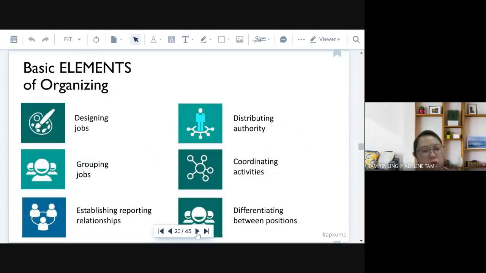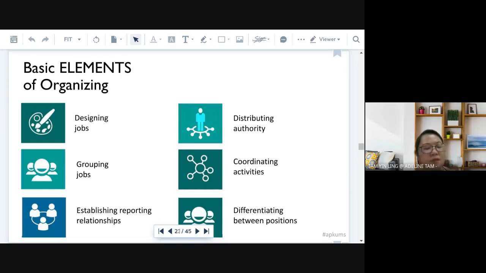In organizing, we have many small things that we need to do. For example, we need to design the job, group the jobs, establish reporting relationships, who reports to whom, distribute the authority, coordinate activities, and differentiate between positions. First, we are looking at designing the job.